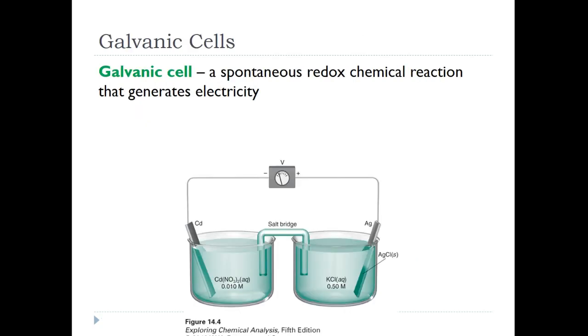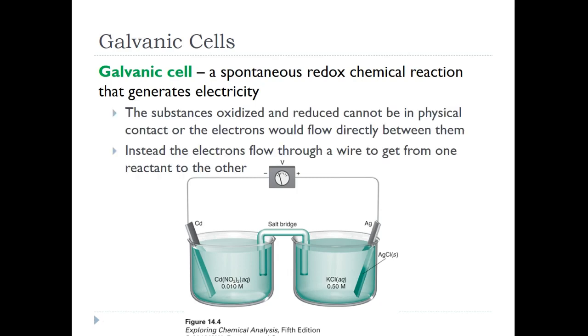So galvanic cells are mostly what we're going to be looking at. Galvanic cells are spontaneous redox reactions. So we don't have to add the electrons. The electrons will flow through the electrodes on their own. So it's a spontaneous redox reaction. All you have to do is introduce the species and the reaction happens. You don't have to force it.